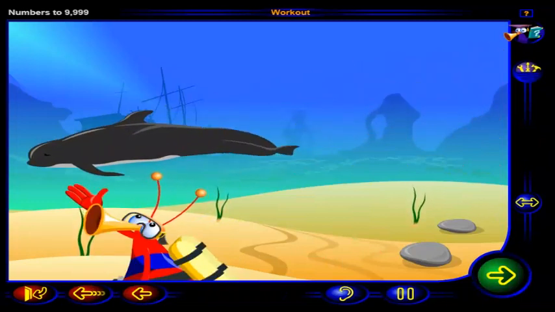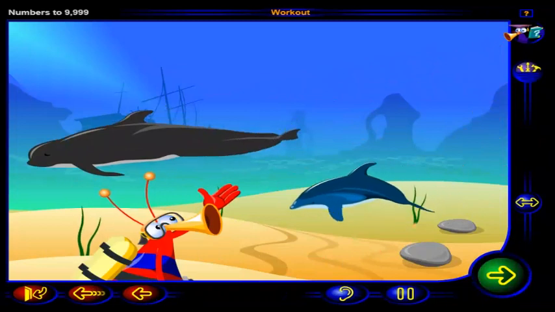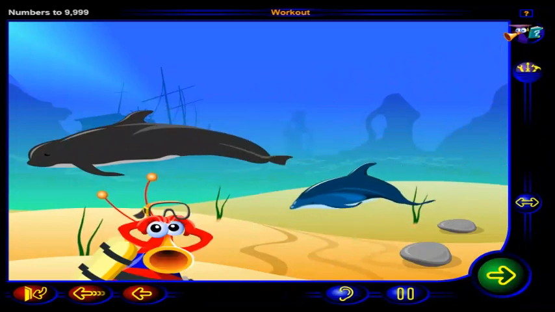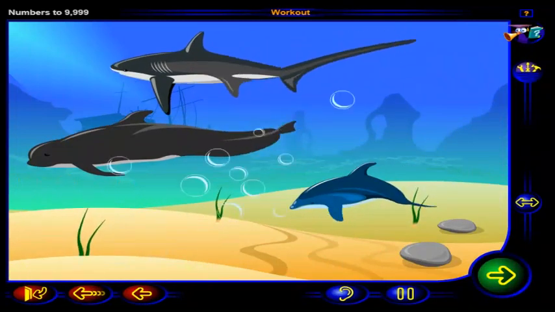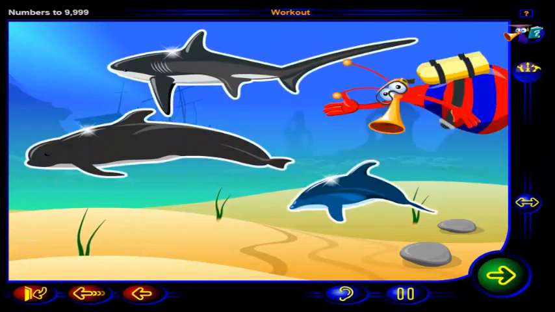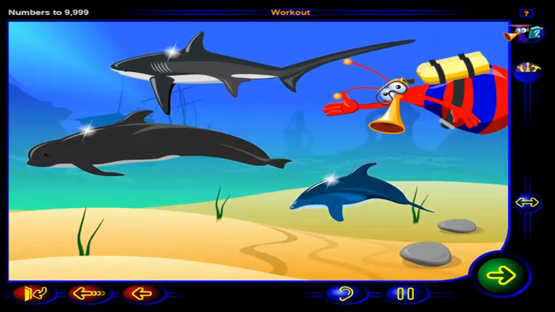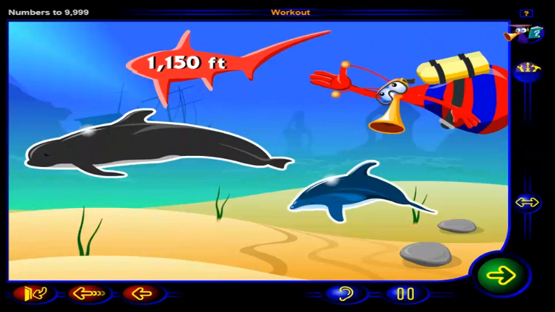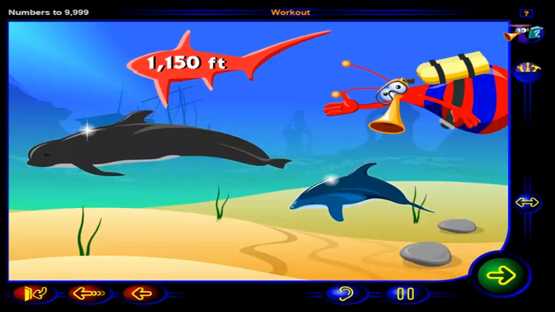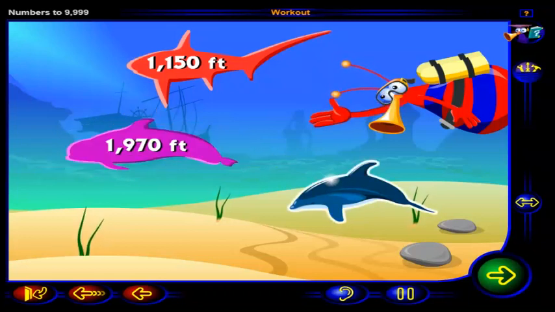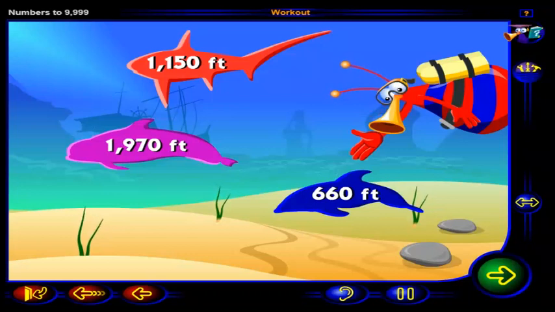Look, there's a whale. And there's a dolphin. Watch out, here comes a shark. Click on each of these sea animals. The thresher shark can dive to about 1,150 feet below the surface. The pilot whale can dive to about 1,970 feet below the surface. The Pacific dolphin can dive to about 660 feet below the surface.